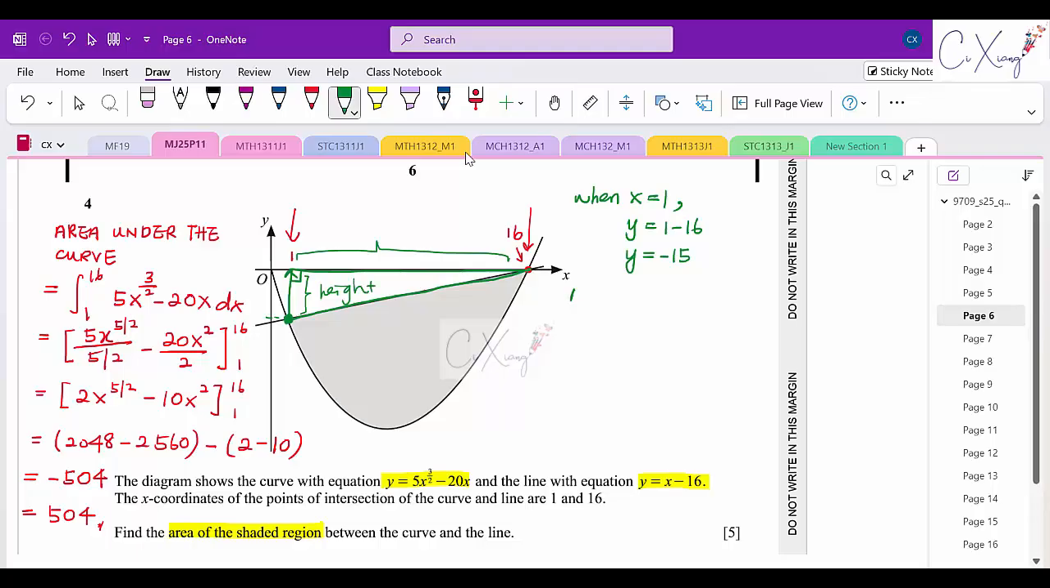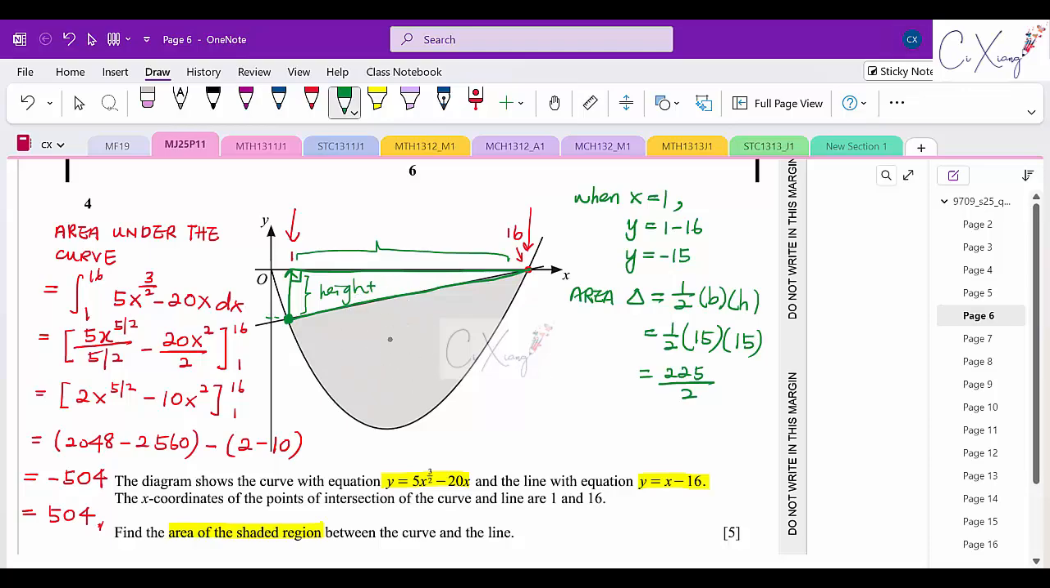Okay, and now to get the area of the triangle, it should be half times base times height. And I know that my base here is 15, because I'm taking 16 minus 1. And the height here is the value of y, which is negative 15. But since we are talking about the area, what I'm doing here is I try to make it become a positive value. And I will eventually get 225 over 2. This is the area of the triangle.